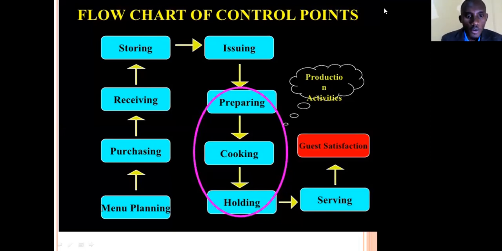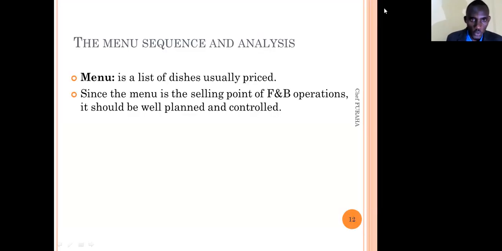So when you say menu planning, it is meal planning, of course. You cannot purchase what is not on the menu. So you must get a menu first for you to purchase, because you will now know what to purchase and what not to purchase. Then you will receive what you purchased. Then you will store what you received. Then you issue what you've stored. Then you produce what has been issued. Then you serve what has been produced.